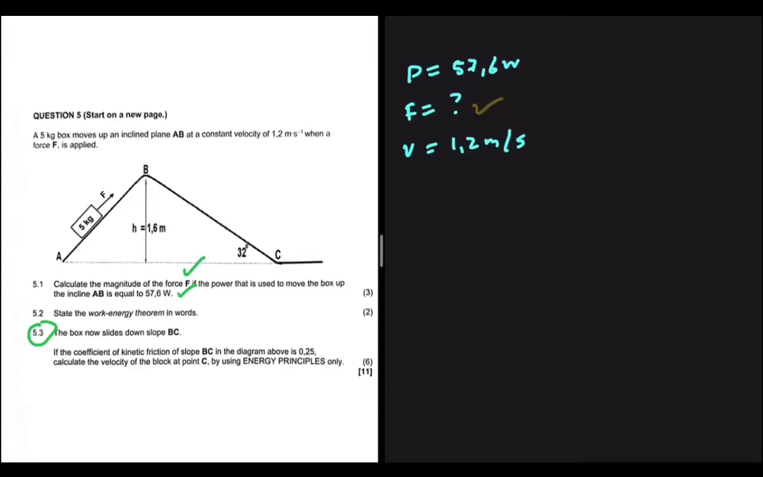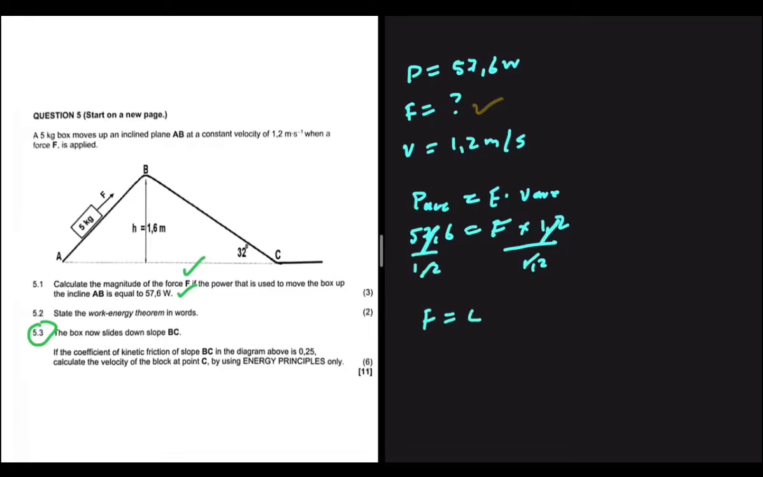You just need to recall that the average power is equal to the force multiplied by the average velocity. So what is the power? That is 57.6. What is the force? That's what we're interested in. Multiplied by the average velocity. In our case, it is constant, it is just 1.2. We just need to divide both sides by 1.2. And if we do that, we get a force that is equal to 48 newtons. That is 5.1, quite straightforward.